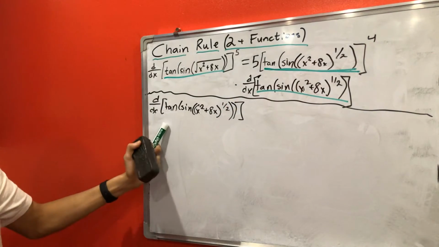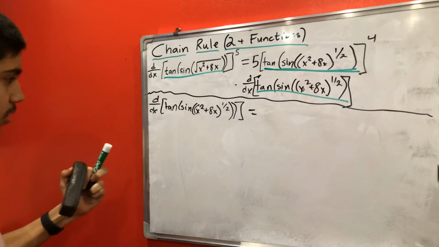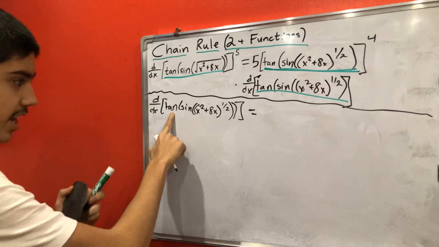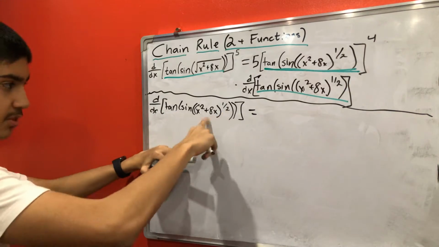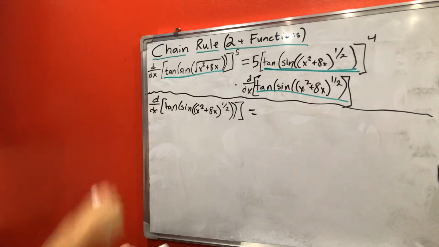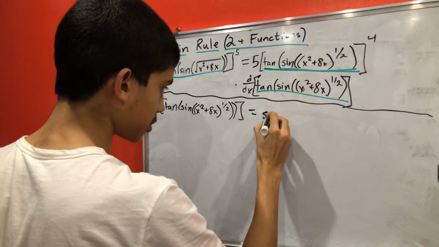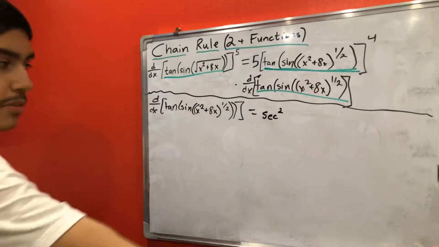Okay, so now we have to take the derivative of this. We're going to take the outermost function. What is the outermost function? It's the tan, right? You plug in x, that's the first function, second function, third function, and our last function is tan. So what is the derivative of tan? Derivative of tan is just secant squared, and then we keep everything else the same.